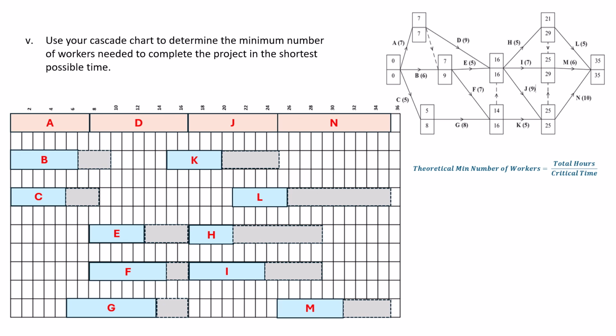So we're going to add all of our durations. So that's 7 plus 6 plus 5 plus 9 plus 5 plus 7 plus 8 plus 5 plus 7 plus 9 plus 5 plus 5 plus 6 plus 10. So all the durations give us 94. Divided by the critical time, which is 35, that gives us 2.69, so we round that up to 3.